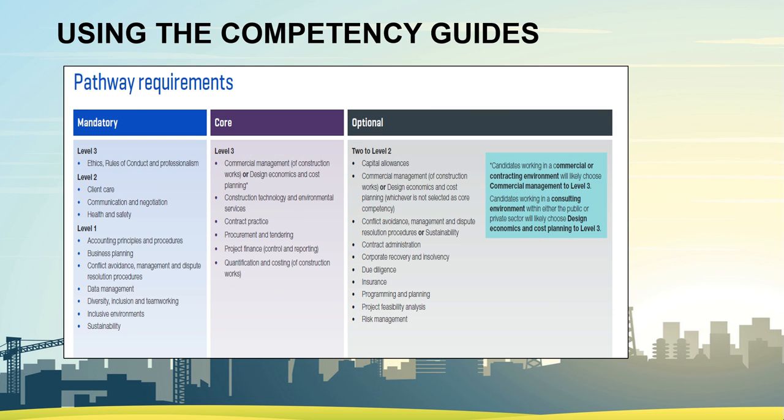Looking more specifically at some of the different pathway requirements that are relevant to your discipline. In this case, this is an extract from a quantity surveying and construction pathway. Again, you can see within this guide, it advises each of the mandatory competencies you need to achieve, in addition to the core competencies. Typically, these will be 6 competencies that you need to achieve at a core level. You'll then need to choose a further 2 optional competencies that you'll need to achieve up to level 2.